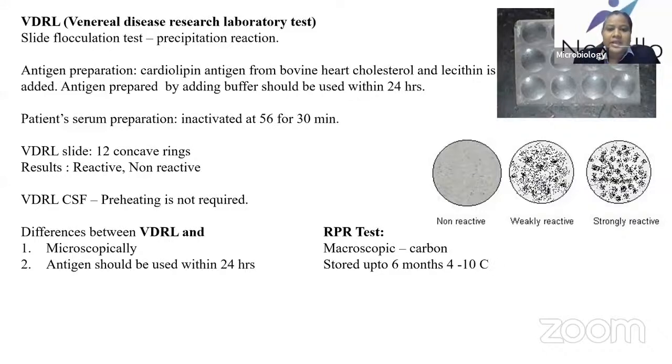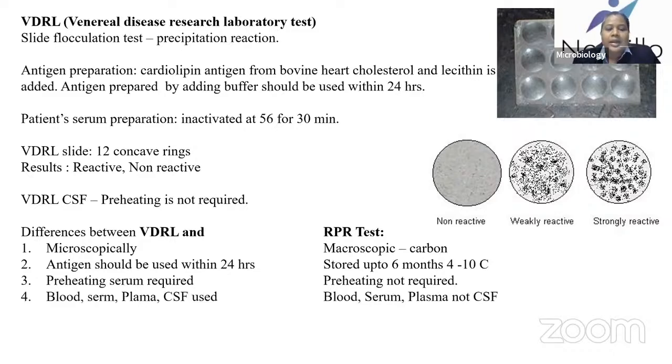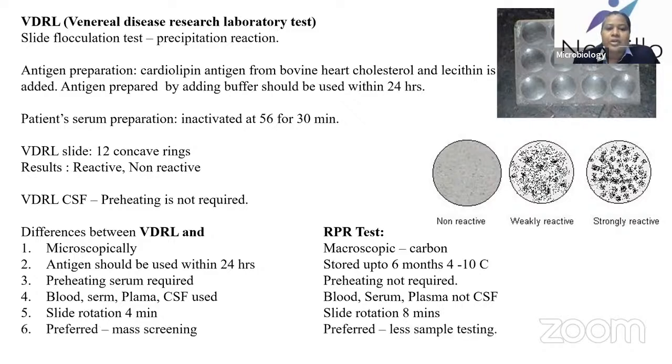Next is, as I told you, the VDRL antigen, when it is prepared, it has to be used within 24 hours, whereas the RPR antigen can be stored up to 6 months at 4 to 10 degrees Celsius. Preheating of serum is required for VDRL testing, but for RPR testing, serum preheating is not required. By VDRL, you can test blood, plasma, serum, and CSF, but in RPR testing, CSF cannot be used. Blood, serum, and plasma can be used. In VDRL testing, the slide rotation is done for 4 minutes, whereas in the RPR test, the slide rotation is done for 8 minutes.